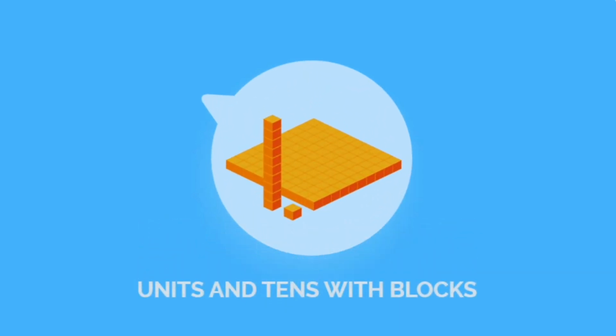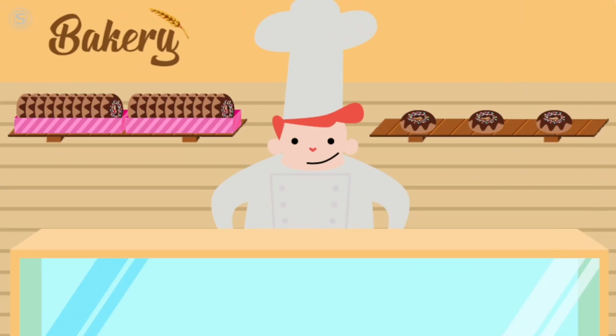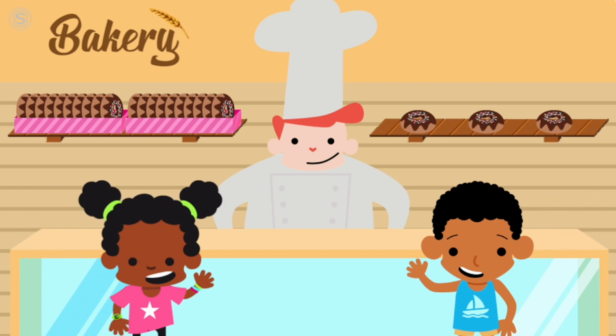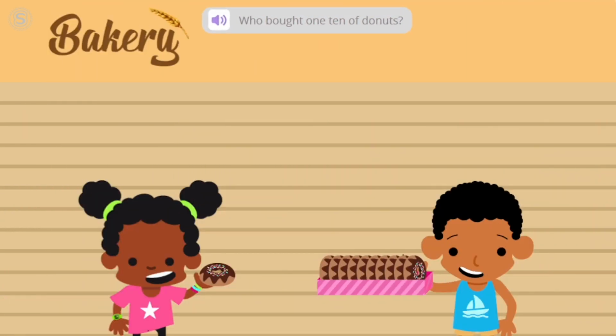Units and tens with blocks. Robbie the baker makes really good donuts, and Zoe and Max went to buy some. Who bought 10 donuts?